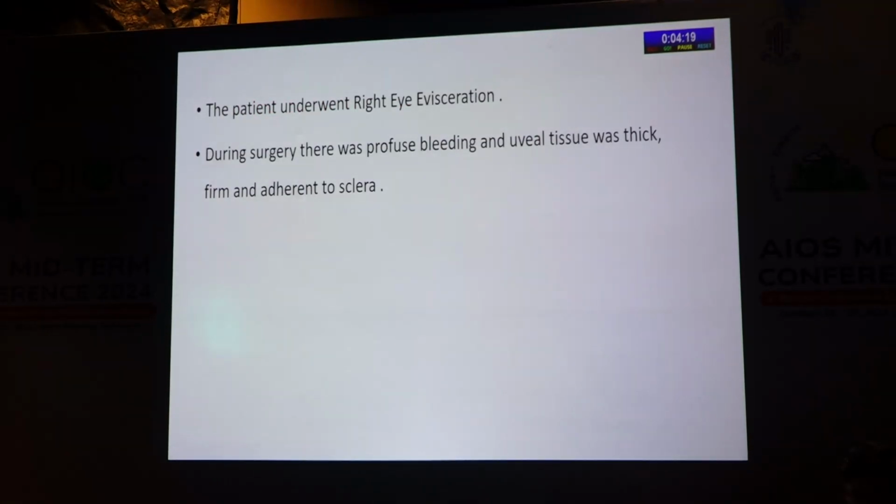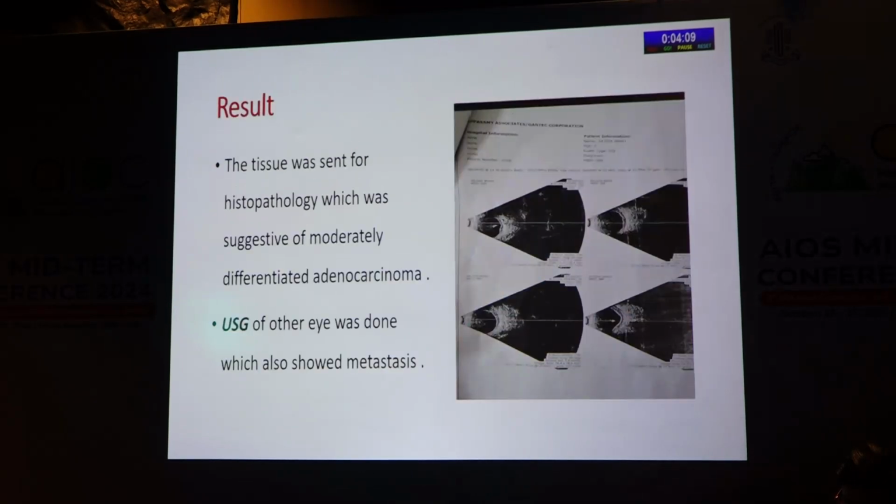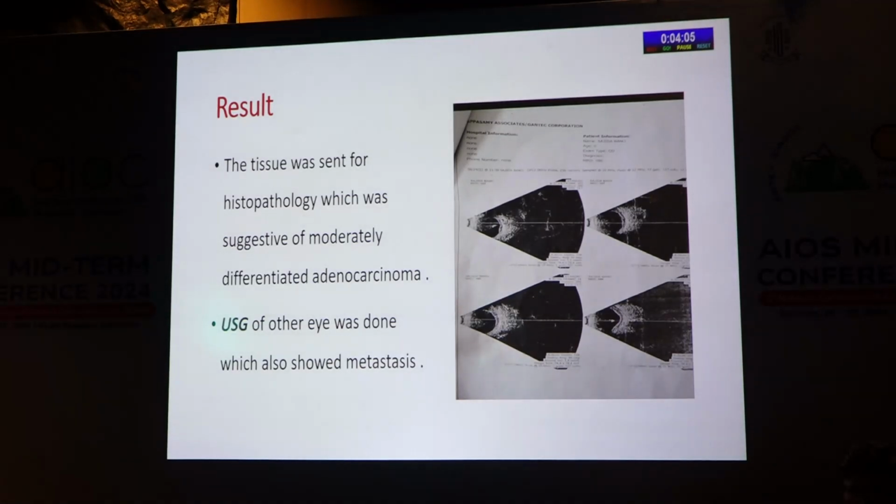The patient underwent right eye evisceration. During surgery, there was profuse bleeding and uveal tissue was thick, firm and adherent to sclera. Result: the tissue was sent for histopathology, which was suggestive of moderately differentiated adenocarcinoma. USG of the other eye was done, which also showed metastasis.